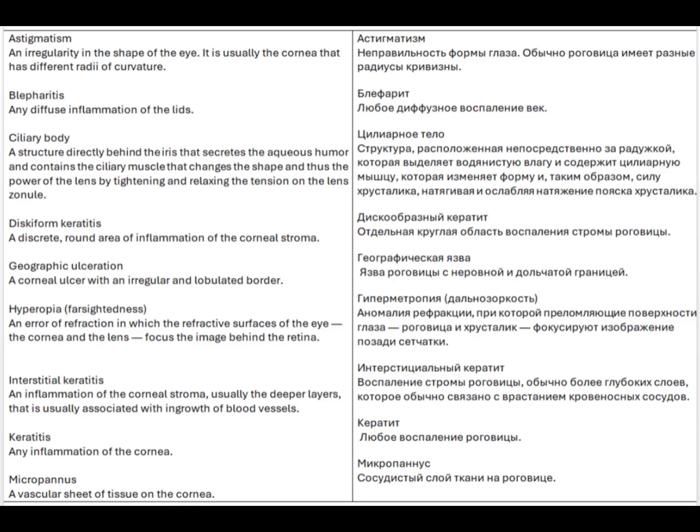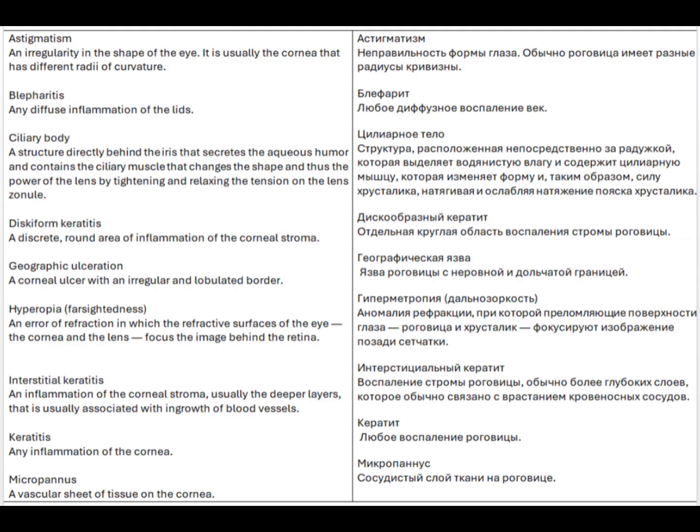It is usually the cornea that has different radii of curvature. Blepharitis. Any diffuse inflammation of the lids. Ciliary body. A structure directly behind the iris that secretes the aqueous humor and contains the ciliary muscle that changes the shape and thus the power of the lens by tightening and relaxing the tension on the lens zonule. Disciform keratitis. A discrete, round area of inflammation of the corneal stroma. Geographic ulceration. A corneal ulcer with an irregular and lobulated border.